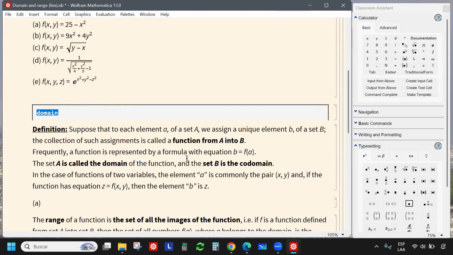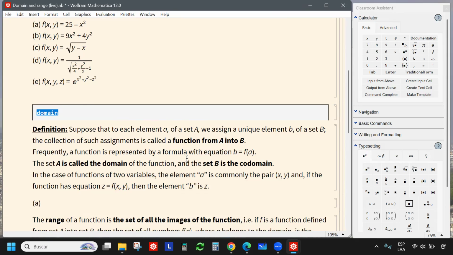Here it is. Suppose that to each element a of a set A, we assign a unique element b of a set B. The collection of such assignments is called a function from A into B. Frequently, a function is represented by a formula with equation b equals f of a. The set A is called the domain of the function, and the set B is the codomain. In the case of functions of two variables, the element a is commonly the pair (x, y), and if the function has equation z equals f of (x, y), then the element b is z.